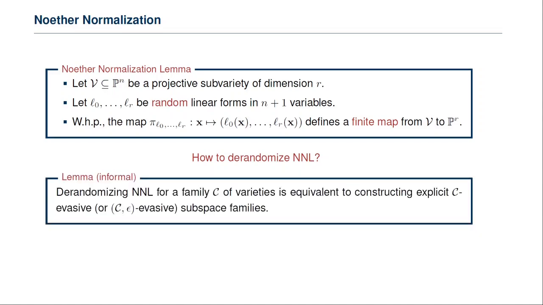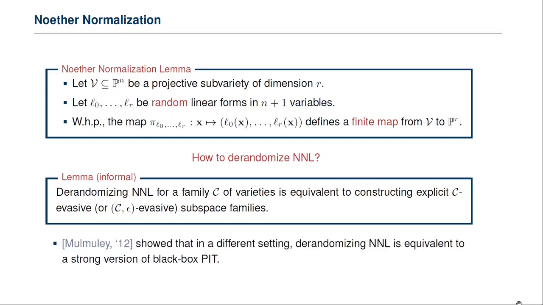It can be shown that de-randomizing the Noether normalization lemma is equivalent to constructing explicit variety evasive subspace families. Specifically, suppose we have a C, epsilon evasive subspace family, then we can use it to construct a collection of linear maps such that most of them would induce a finite map from the varieties in C to P^r, where r is the dimension of the variety. And we can also go in the other direction. So this means the problems are basically equivalent.